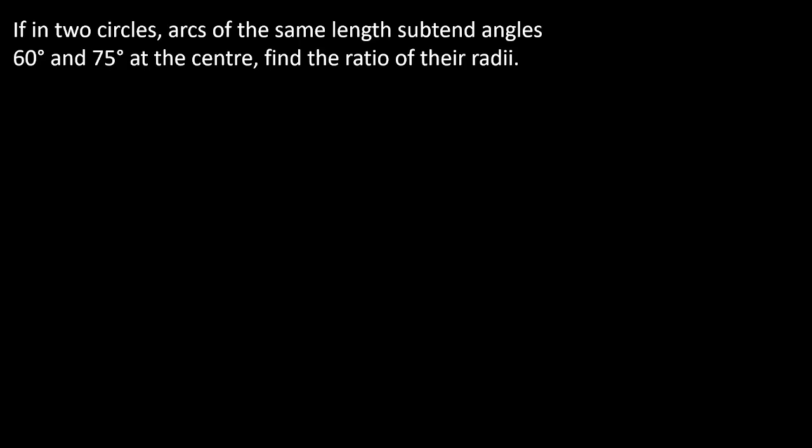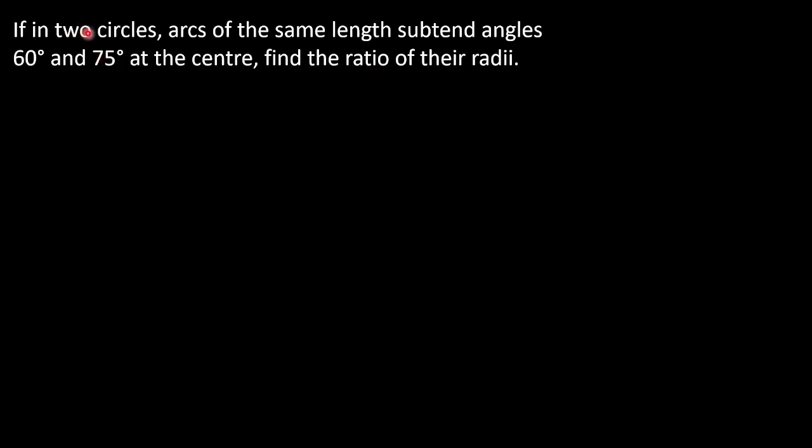It's a very important question, that's why I'm discussing it. All of you please listen. If in two circles, arcs of the same length subtend angles 60 degree and 75 degree at the center, find the ratio of the radii. Please remove your raised hand.